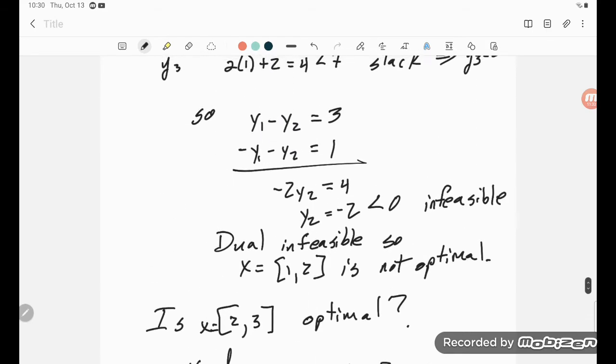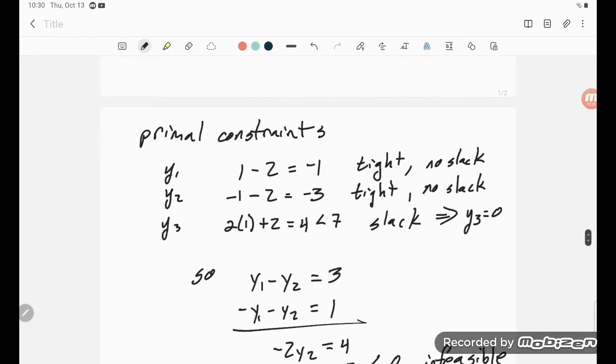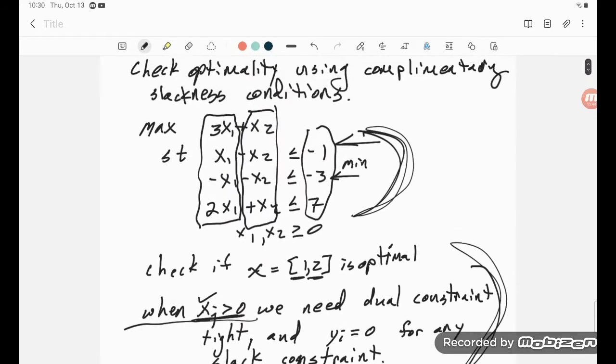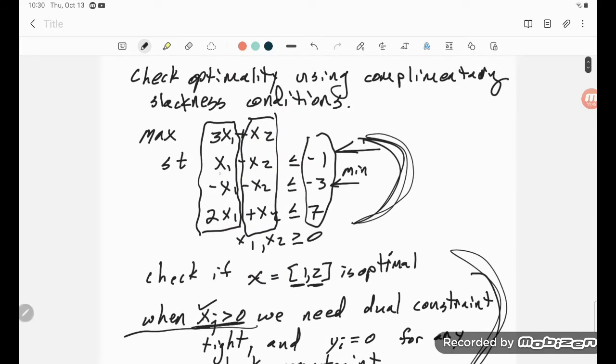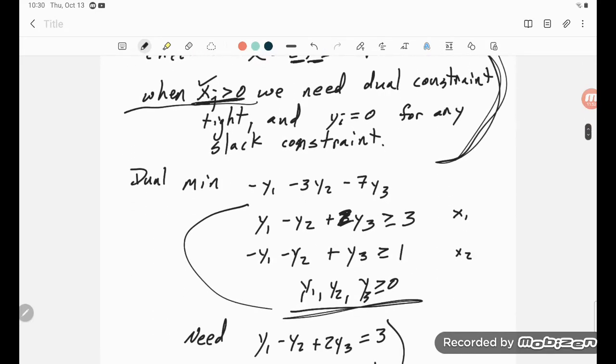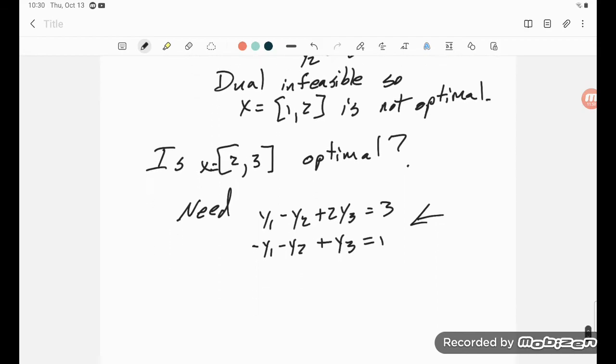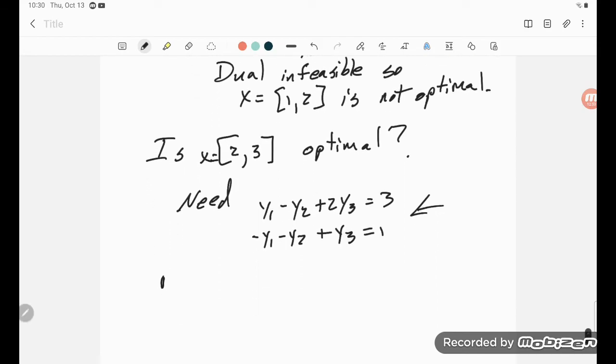But then again we also need to check our primal constraints for the 2, 3, and looking back at those, we need to do 2 minus 3, minus 2 minus 3, and 2 times 2 plus 3, as we did down here. Okay, so our primal constraints.